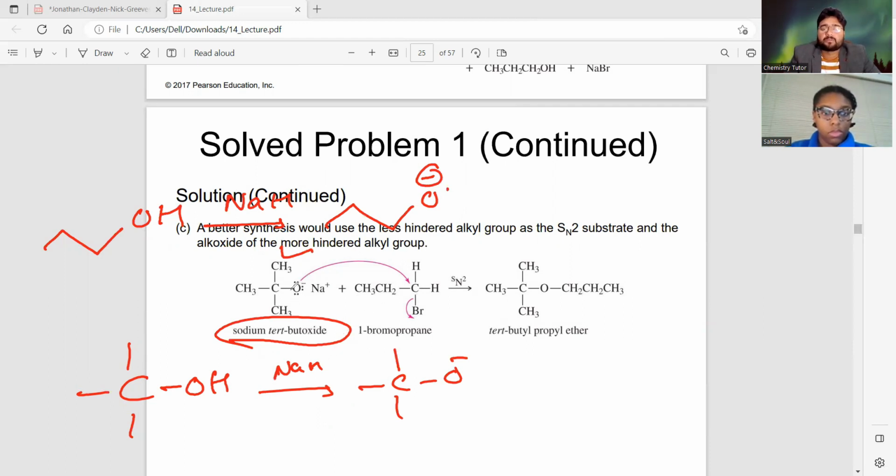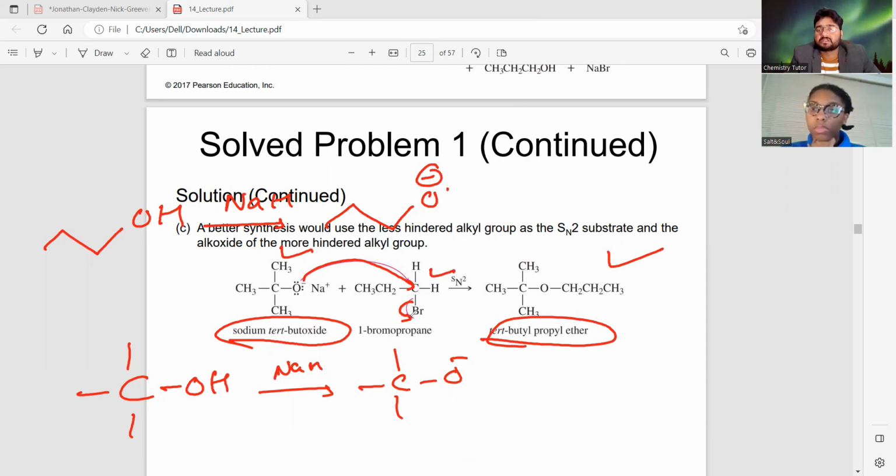In the second step, if I react this sodium tertiary butoxide with a primary alkyl halide, this will attack on this carbon, and this will leave. As a result, you will get tertiary butyl propyl ether. This is a better synthesis because you are using an unhindered primary alkyl halide, so there is no chance of elimination, only substitution, and the substitution takes place via an SN2 reaction. Got it?